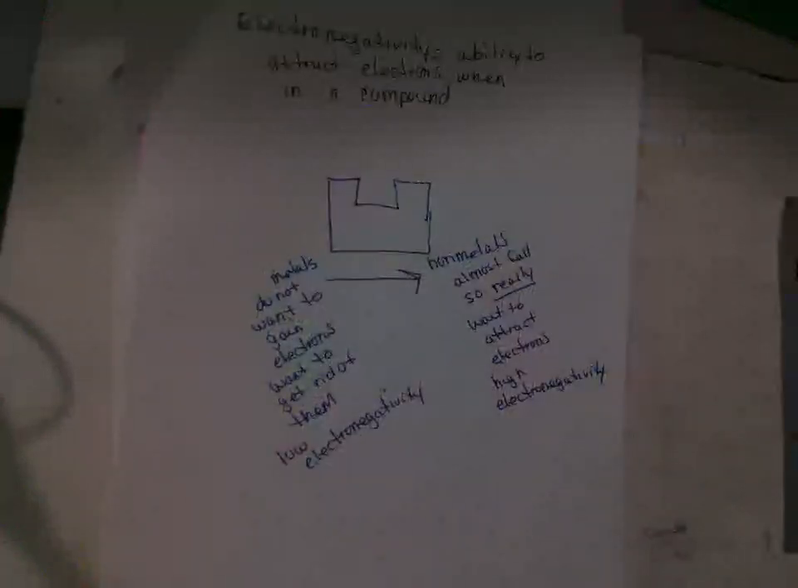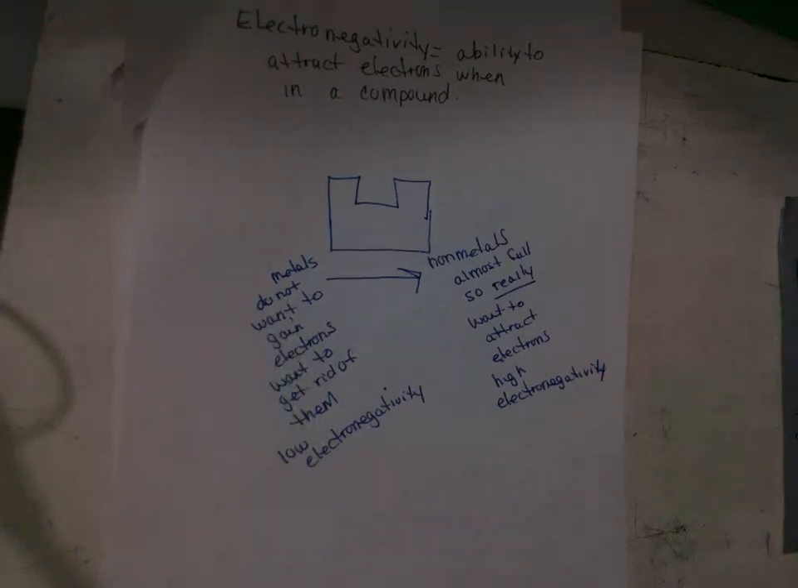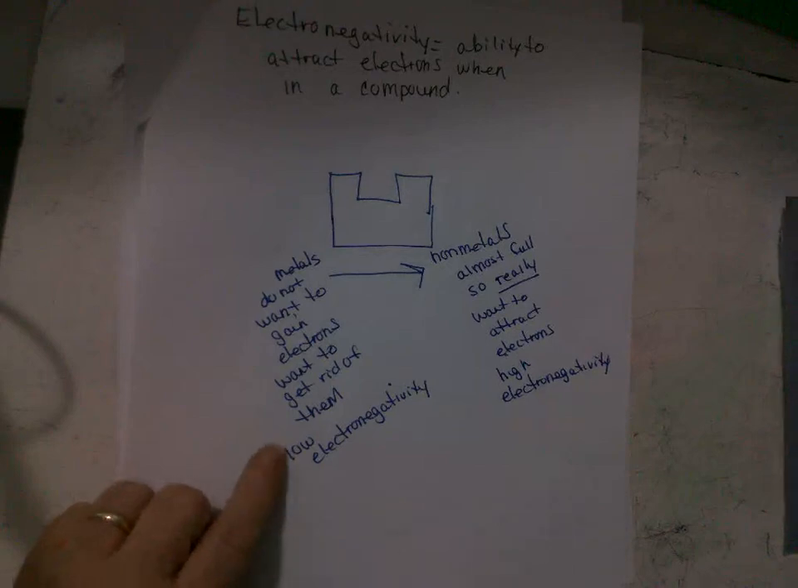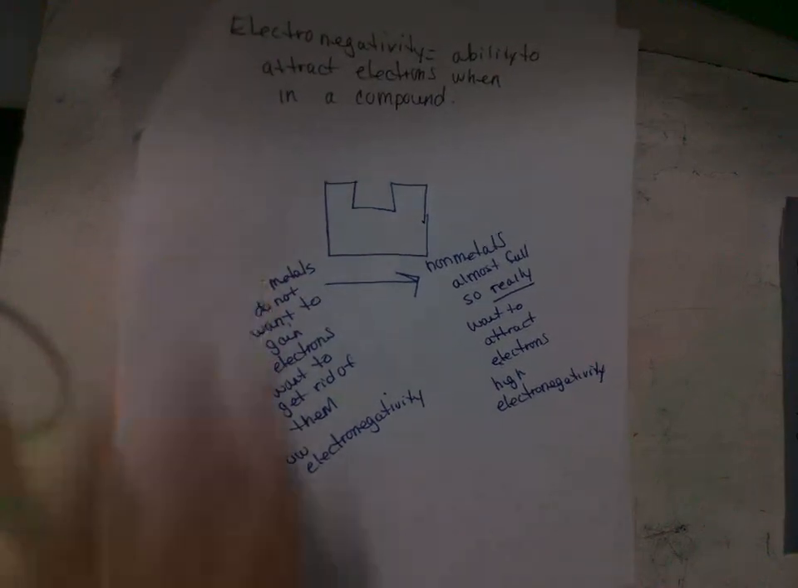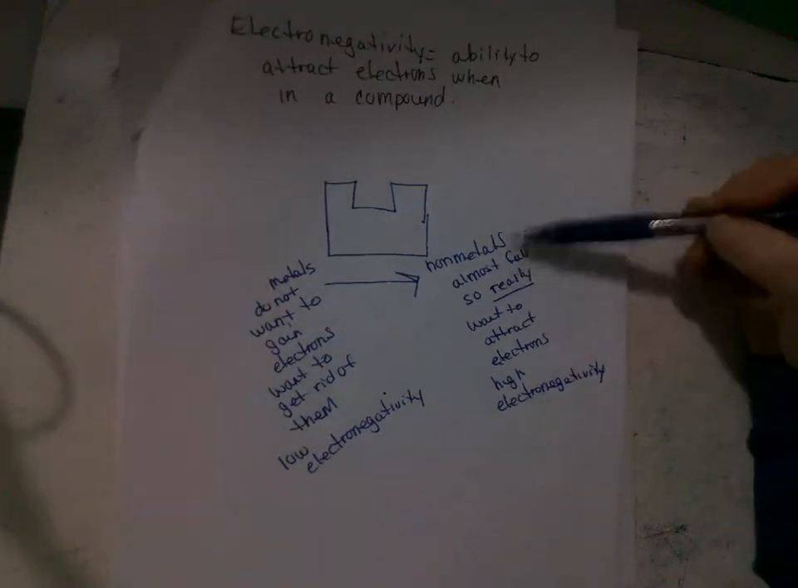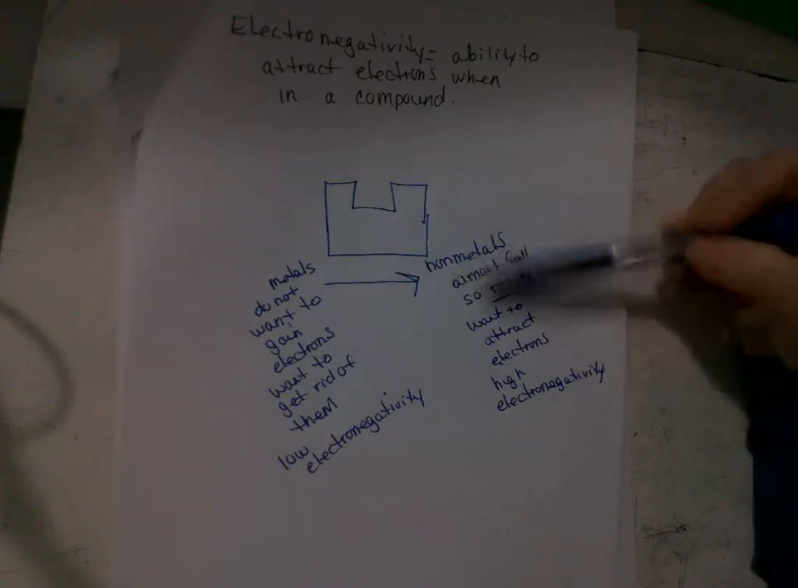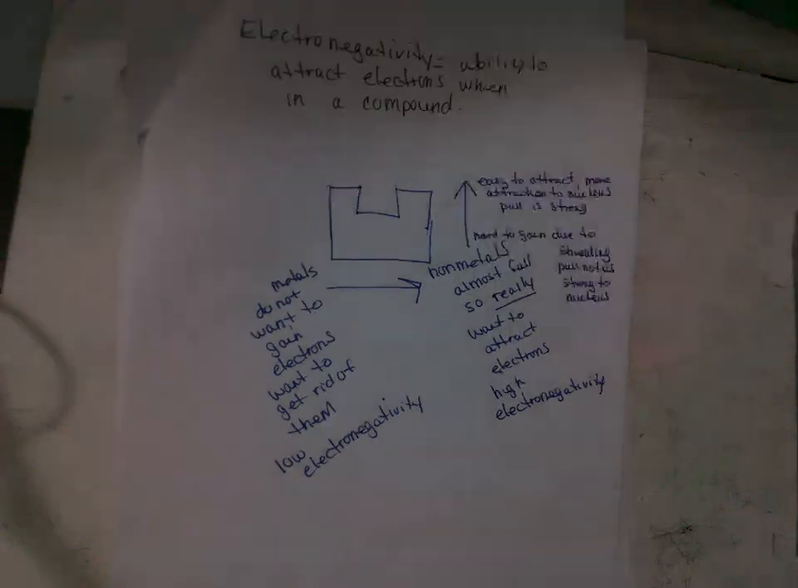Okay, so you will want to pause the video so you can write this. The last one is electronegativity. It is the ability to attract electrons. So this time we want to attract. Metals don't want to gain electrons. They don't want to attract them. They're trying to get rid of them. So they would have a low electronegativity. Your nonmetals are almost full, so they really want to attract them. So we would say they have a high electronegativity.